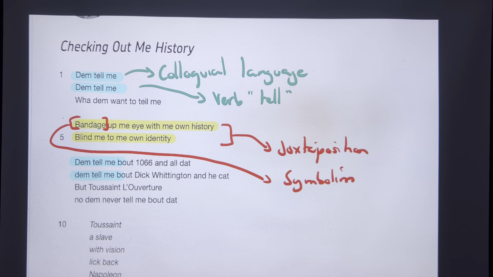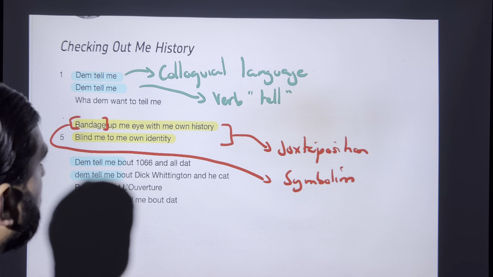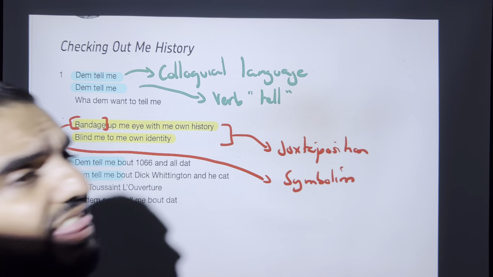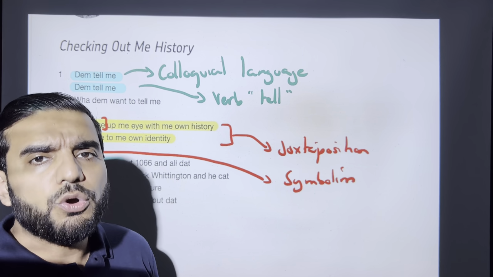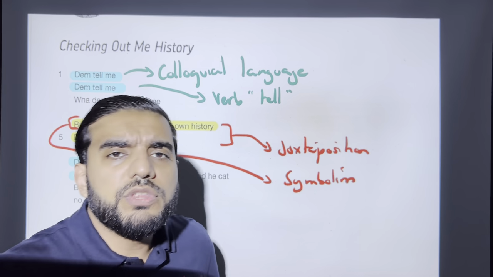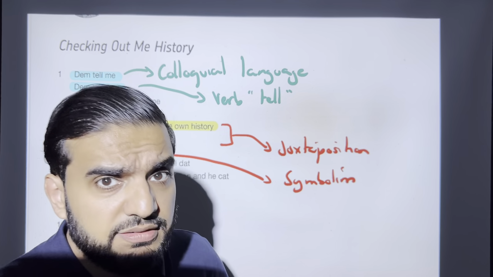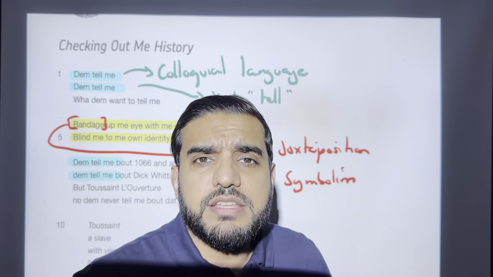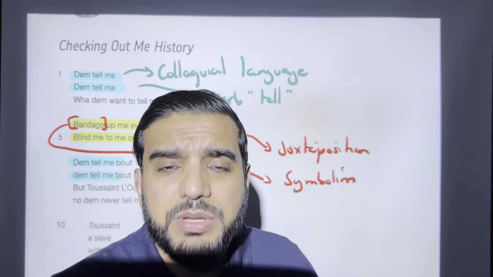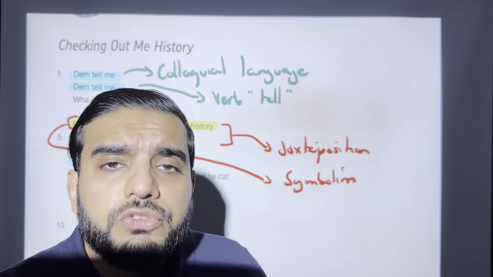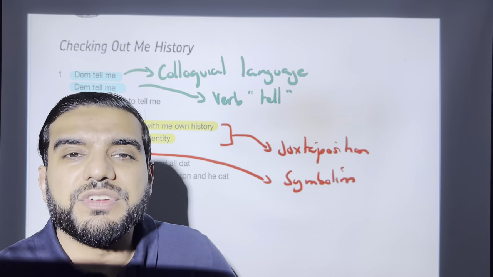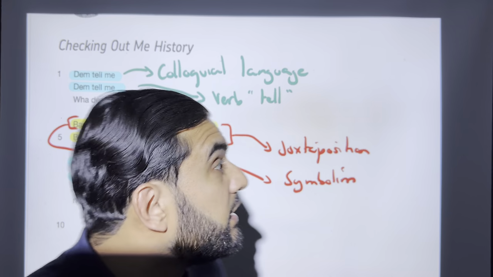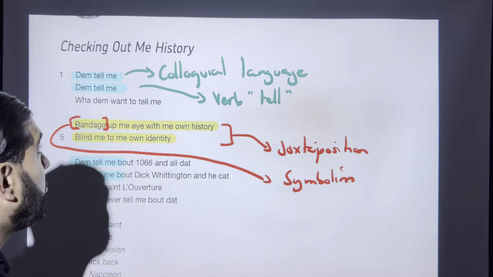Dem tell me. Why is he writing in colloquial language? Why is he saying "dem tell me"? I would argue, guys, this is a power play. He's not following the rules of English language. He's writing the way he speaks because the way he speaks reflects where he's from. So he is using language here as a tool of claiming back his power. That is what I would say for the colloquial language.